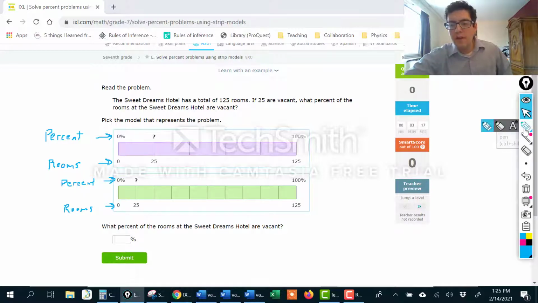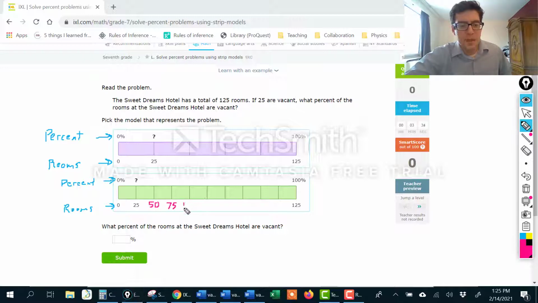Now, if we were to continue this one, so if each of these boxes is like 25 rooms, so 0 plus 25 is 25. If we add another 25, then we would get 50. We add another 25, we get 75, and then 100, then 125. We see that 125 should be over here, not over here. So this 25, even though it's in the bottom like it should be, it looks like it's a little bit too close, proportionally speaking, to where 0 is. It shouldn't be that close to 0 and that far away from 125.